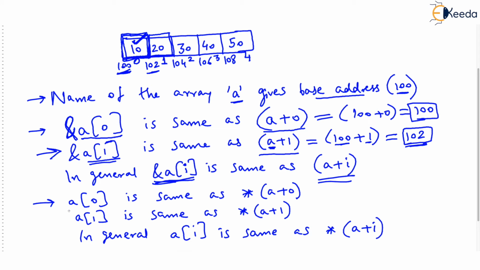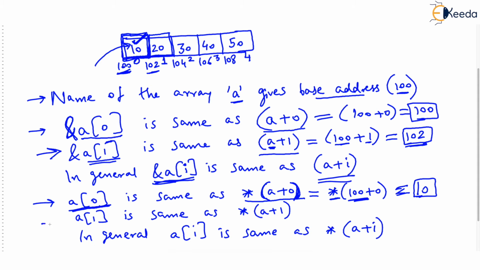Then the programmer may write A square bracket 0. This will give the value of A0. But this is same as asterisk of A plus 0. Why? Because if you solve this bracket, you will get 100 plus 0 because A is 100. So this is same as asterisk of 100 plus 0, which is same as asterisk 100. But you know 100 is the base address. And you are then using the asterisk symbol, so you will get the value stored at that address. And what is the value stored at address 100? It is 10. So this value is going to be 10. And it is indeed the value of A0.